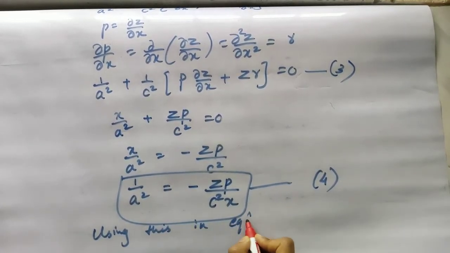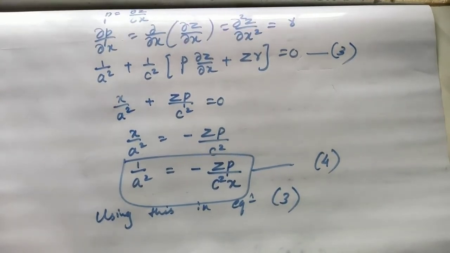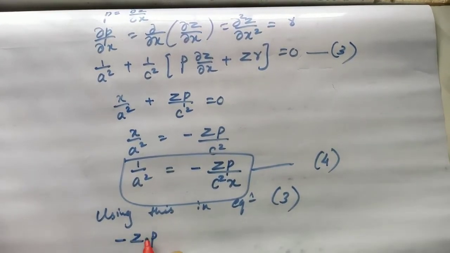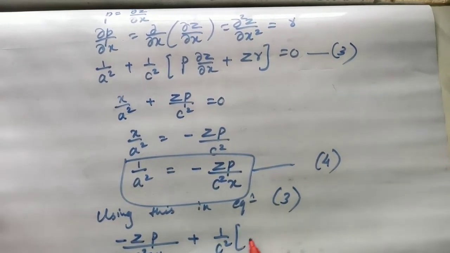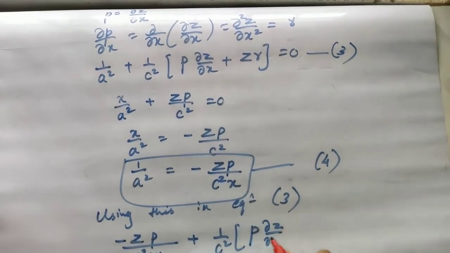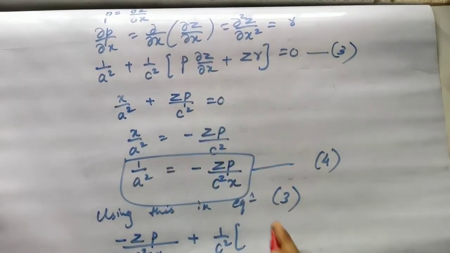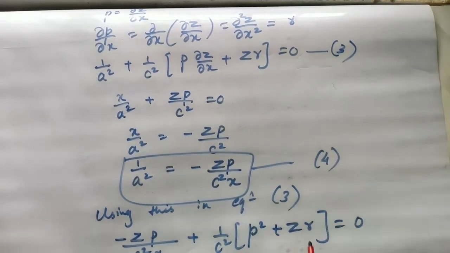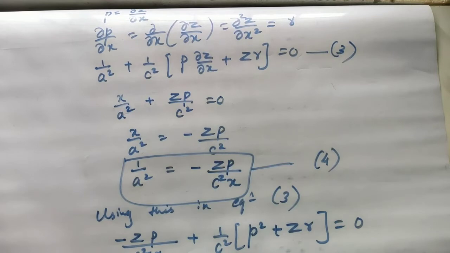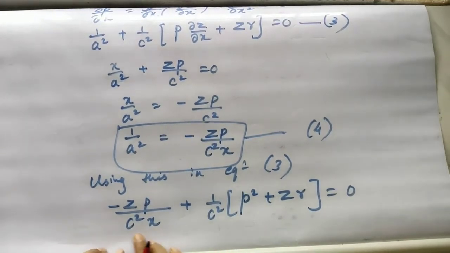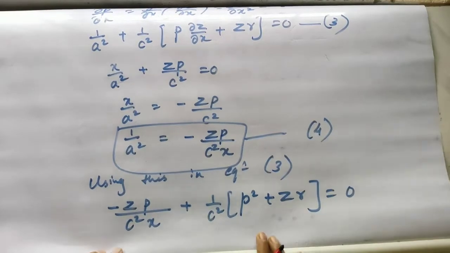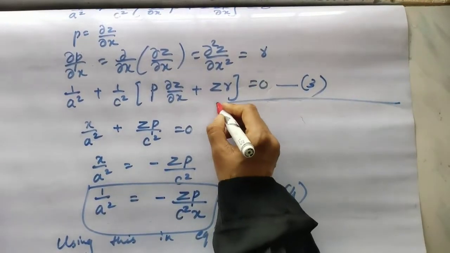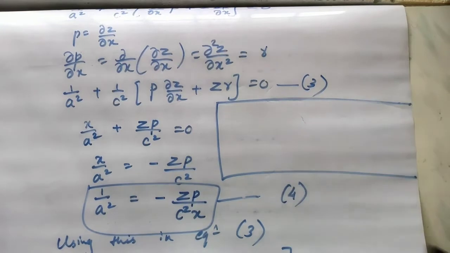So what do you get if you use this in equation 3? You will get minus zp divided by c square x plus 1 by c square into p into dou z by dou x. Okay, what is p into dou z by dou x? Dou z by dou x is once again p. Look at this. It will be p square. Is it not? Plus z into r is equal to 0. I can take 1 by c square common, or take this to the left hand side. You see that 1 by c square gets cancelled on both sides. I'll continue the rest of the part in this small box here, right?